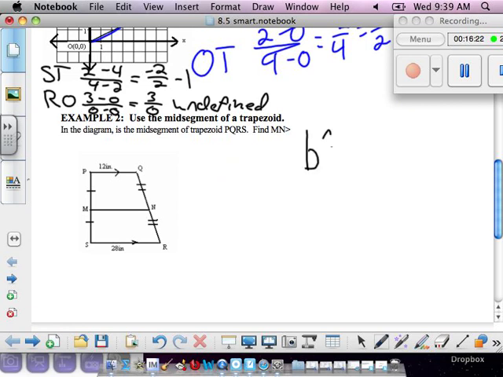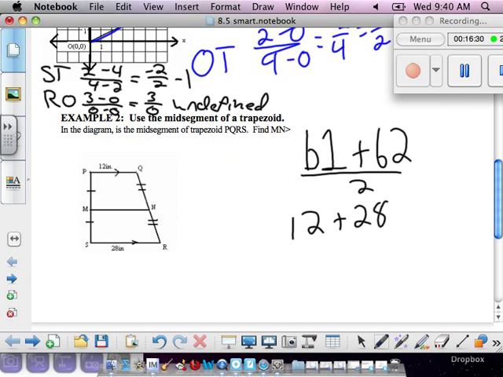B1 plus B2 over 2. So 12 plus 28 divided by 2. So we get 40 over 2. So the mid-segment is 20 inches.